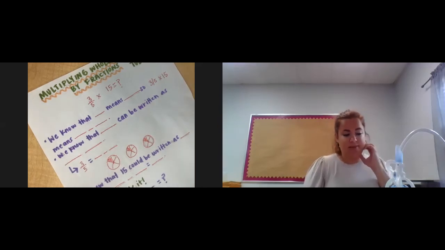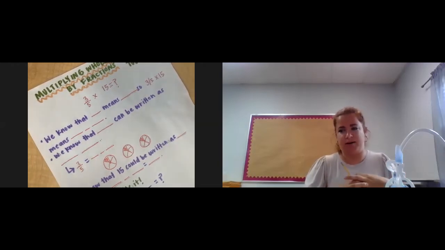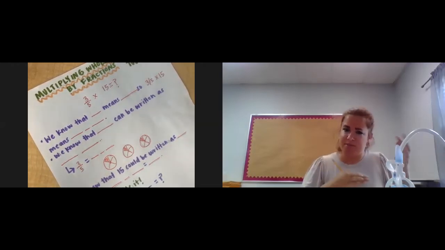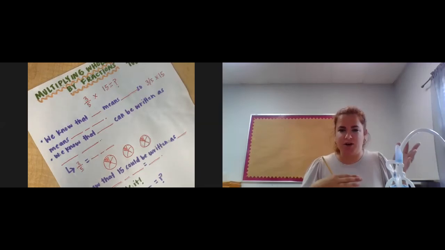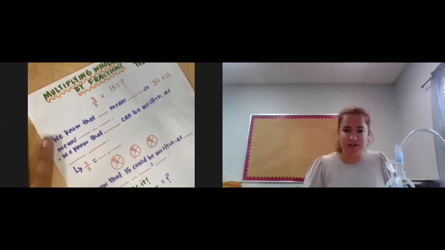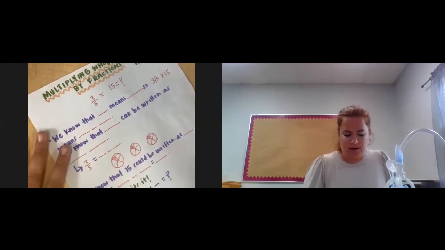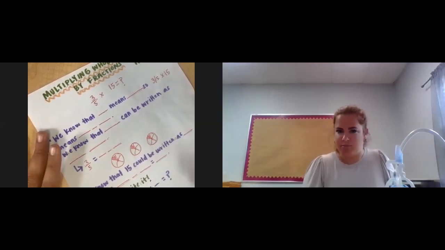So today we're going to talk about multiplying whole numbers by fractions, which again we have done a little bit of when we first started talking about area and perimeter. Remember, we were multiplying lengths and widths. Some of them were whole numbers, some of them were fractions, and we kind of started thinking about what that looks like and what that means when we multiply a fraction by a whole number. I want to go over what we already know so that we can figure out how to solve these kinds of problems.